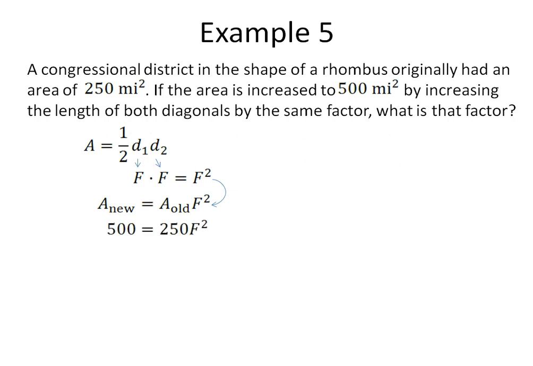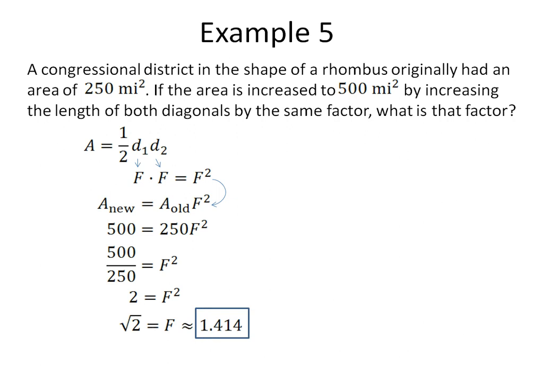Okay, so we plug in our information. Our new one is 500 square miles. Our old one was 250 square miles. So this gives us f squared times 250 is equal to 500. Divide both sides by 250. So 2 is equal to f squared. Take the square root of both sides to solve it. So the square root of 2 is equal to f. So the scale factor is approximately 1.414.